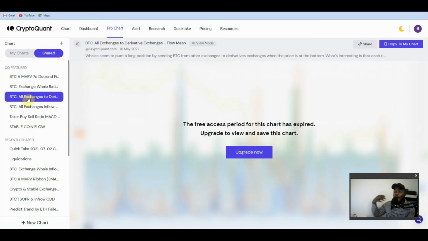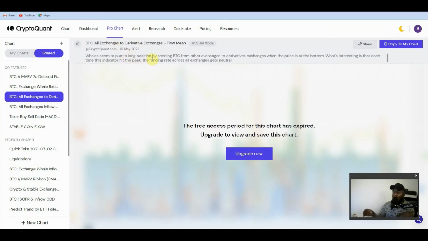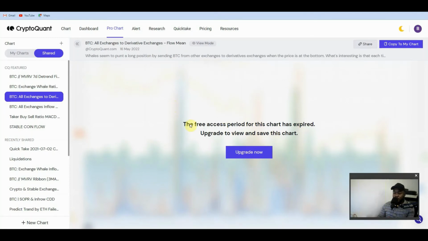All exchange to derivative, how much money is going into derivative trading. Here, whales seem to put in a long position by sending BTC from other exchanges to derivative exchanges when the price is at the bottom. What's interesting is that each time this indicator hits the peak, the funding rate across all exchanges gets neutral. If I were in subscribed mode, I would be able to show you the chart of how these things show up here.